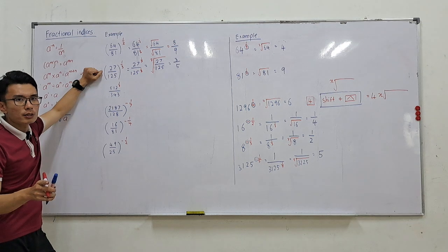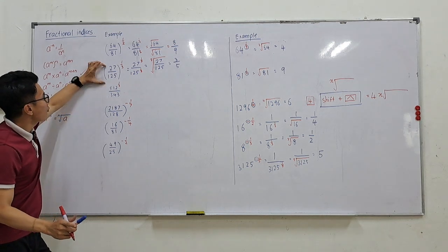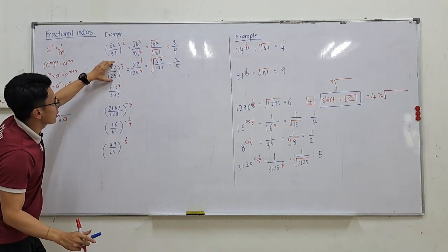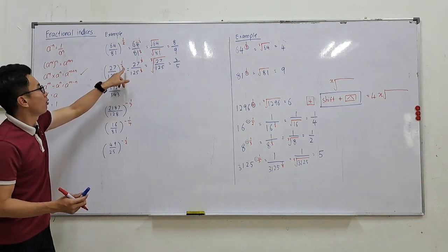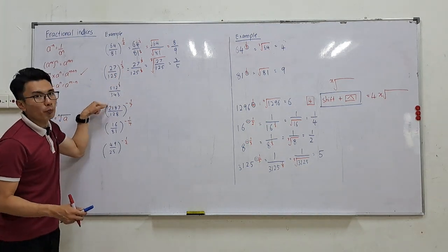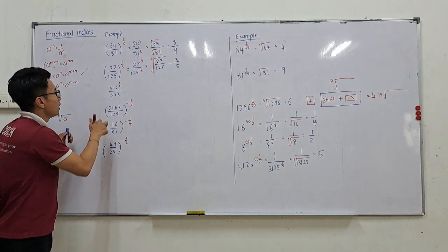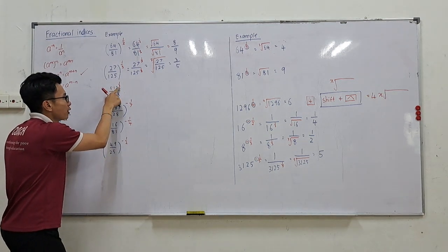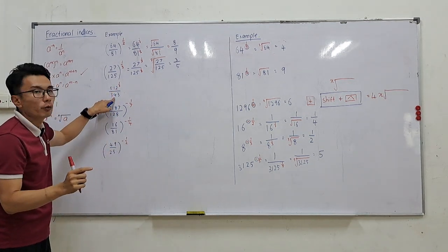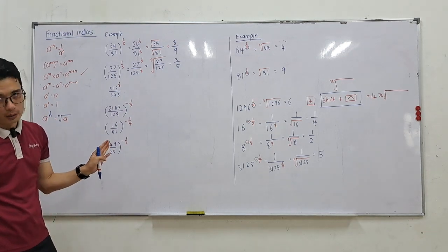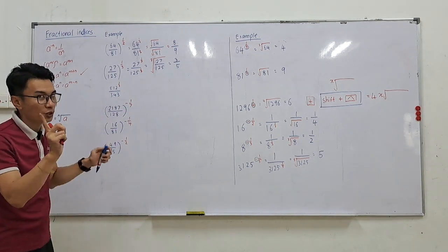In this case, it's going to be no. I have a bracket, it means this whole thing inside this bracket is being raised to the power of 1 over 3. But in this case, there's no bracket, which means only the numerator has been raised to 1 over 3. The denominator, nothing is happening with it. Make sure you know the difference.